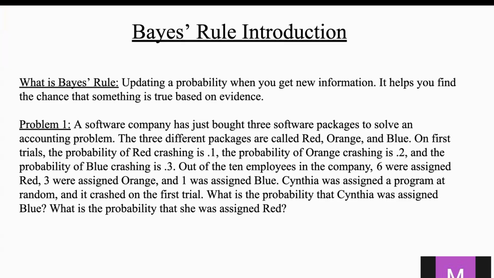So, what is Bayes' rule? Bayes' rule is updating a probability when you get new information. It helps you find the chance if something is true based on evidence.